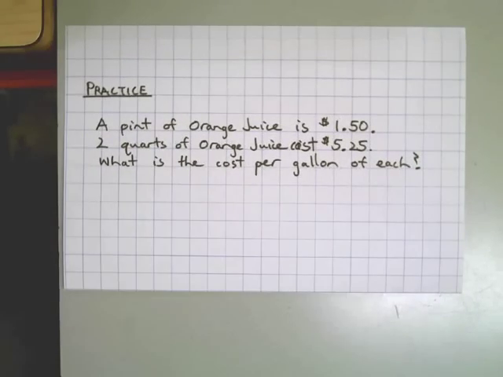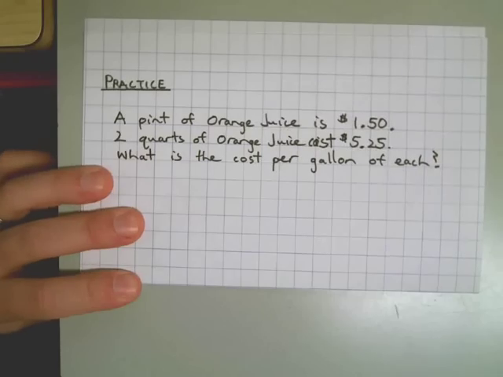A pint of orange juice is $1.50. 2 quarts of orange juice cost $5.25. What is the cost per gallon of each? If you're watching the video, go ahead and hit pause, do the work, and then when you come back, we will go through it together. Welcome back from hitting the pause button. Let's go ahead and work this problem out.